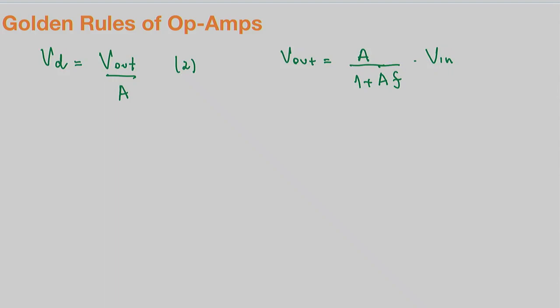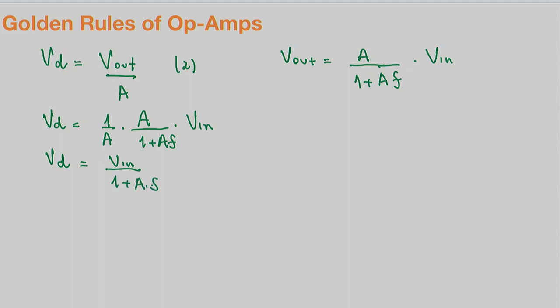First, I'll write VD in terms of Vout, which would be 1 over A, because it's Vout divided by A, times Vout. And Vout is A over 1 plus AF times Vin. That means that the voltage differential is going to be given by Vin over 1 plus A times F. F was the feedback signal.